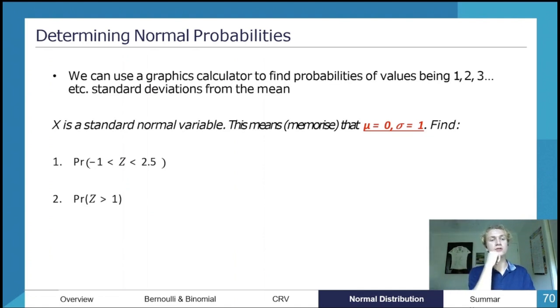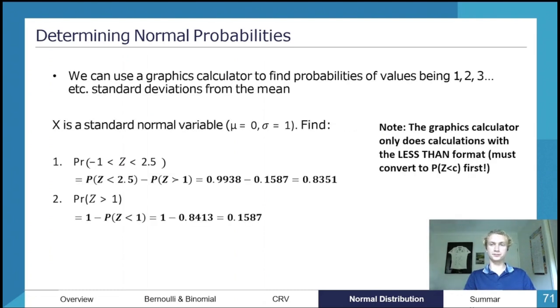And we can then use z values to determine the probability that it's between -1 and 2.5, or that z is greater than 1. So one thing to note is, because you're using norm CDF, the graphics calculator only does calculations with it in less than. So you have to convert it to probability of it being less than C, even if you're given greater than C, such as question 2. And so you have to minus it from 1 initially to get it to that format.